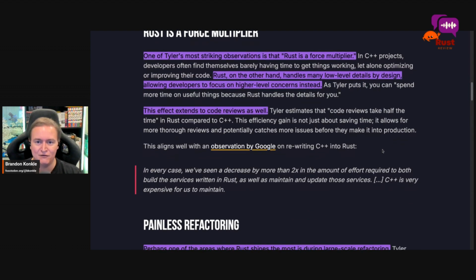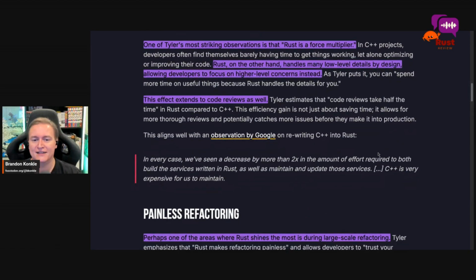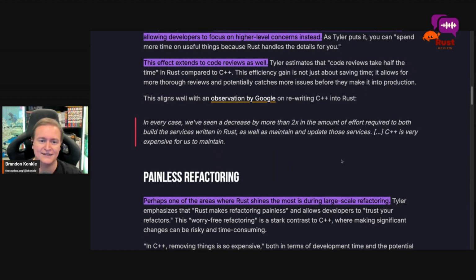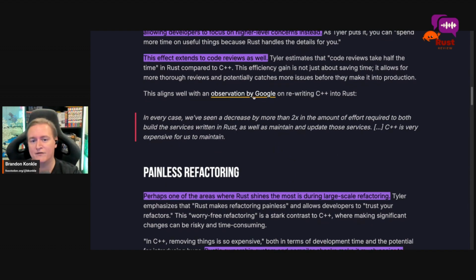Because it's more obvious what's happening. There's less ambiguity, I guess. But he said they've seen a decrease by more than 2 times in the amount of effort to both build services in Rust and maintain and update those services. That's a quote from Google.